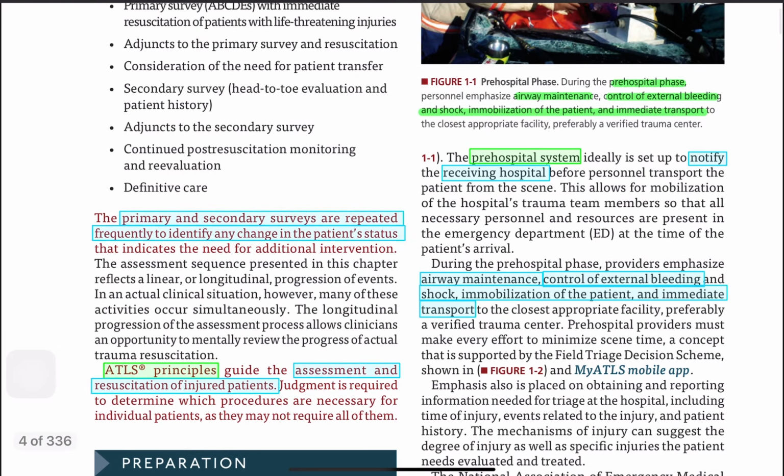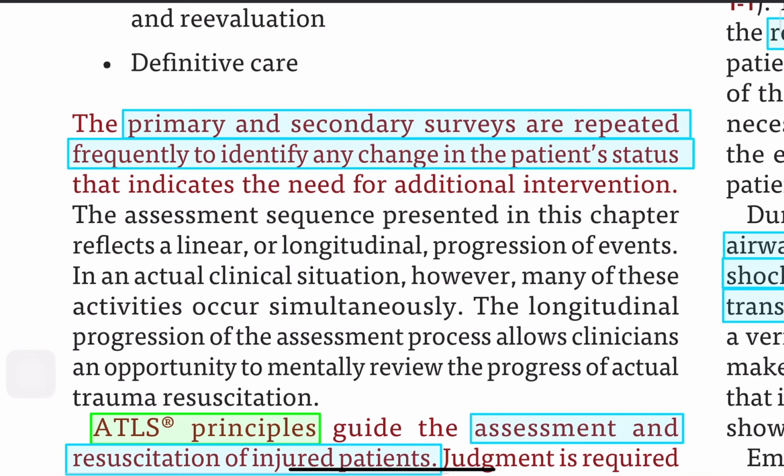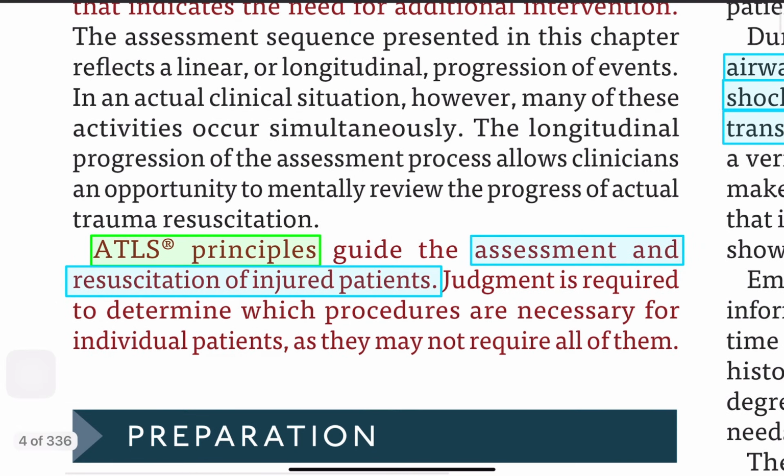The primary and secondary survey are repeated frequently to identify any change in patient status. It's not like one time. So what is the use of ATLS? ATLS principles guide the assessment and resuscitation of the injured patient.